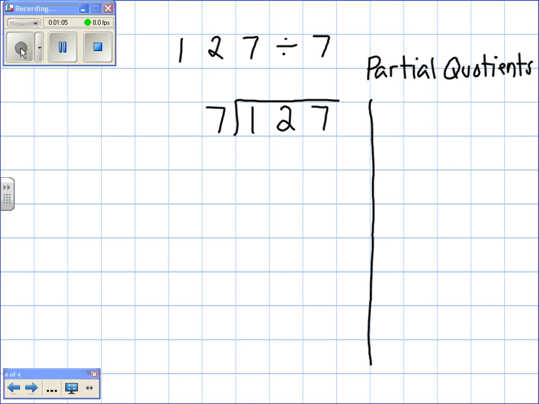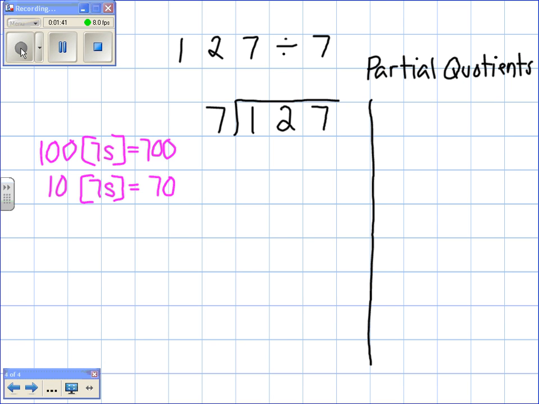Now let's proceed. A good strategy is to think, how many times could 7 go into 127? Let's ask ourselves, are there at least 100 sevens in 127? No, because I know that 100 times 7 equals 700, and that's too big. Are there at least 10 sevens in 127? Yes, because 10 times 7 is 70.